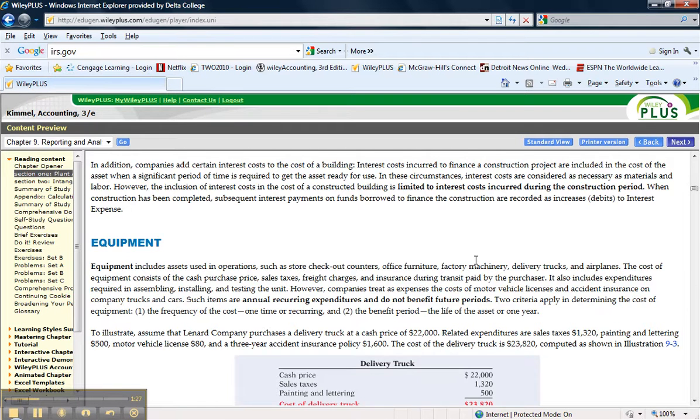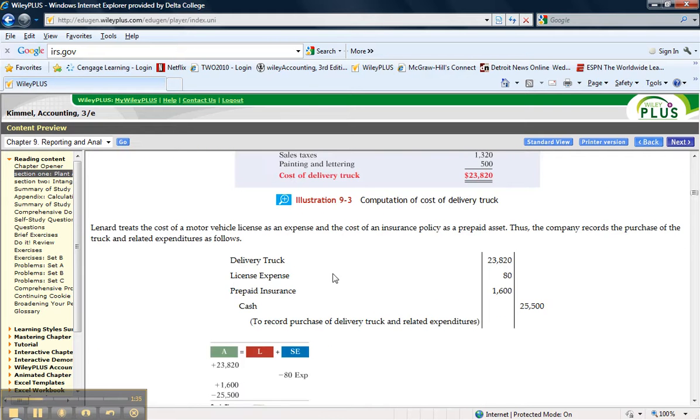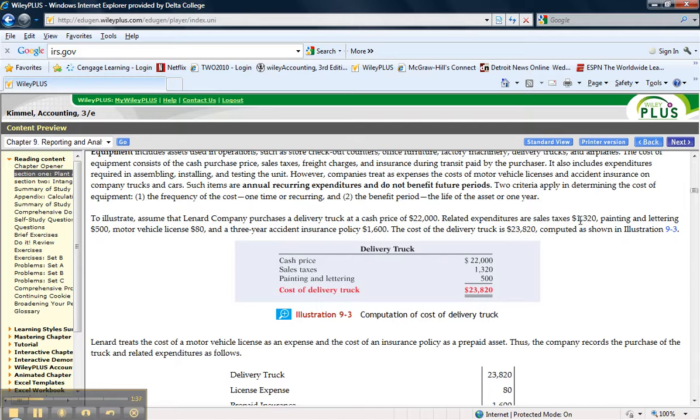the asset into service. Here's an example of a delivery truck. Sales price, sales tax, painting and lettering, all those costs go into the cost of the truck. And then, there's also kind of this example right here where they have cash price, sales tax, painting, lettering, motor vehicle license, and an accident insurance policy.